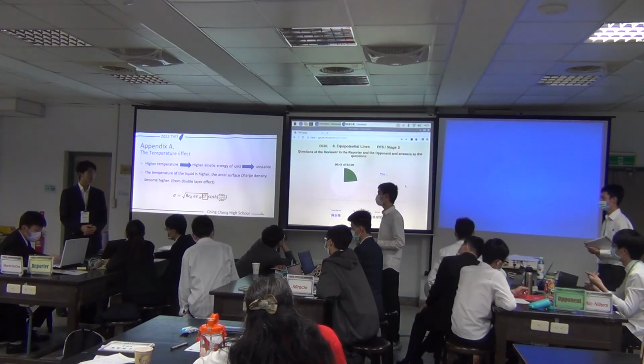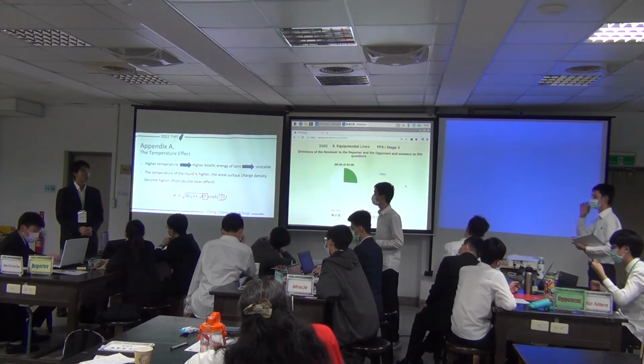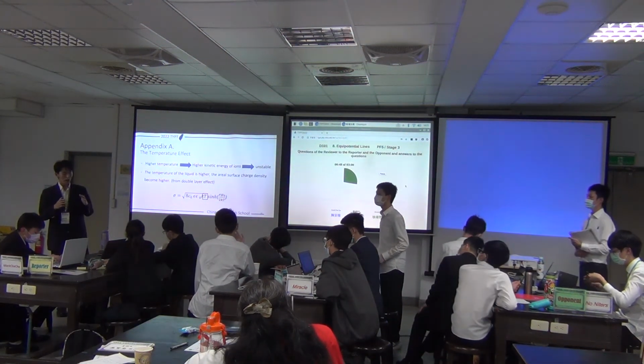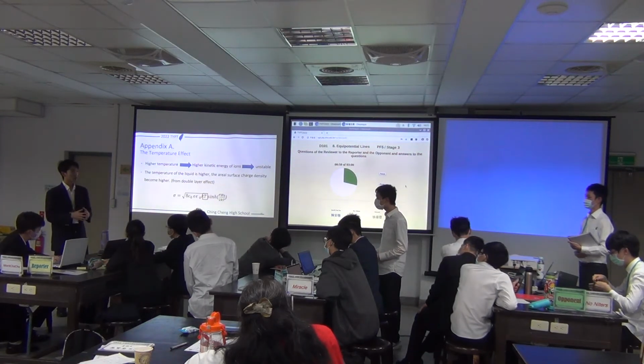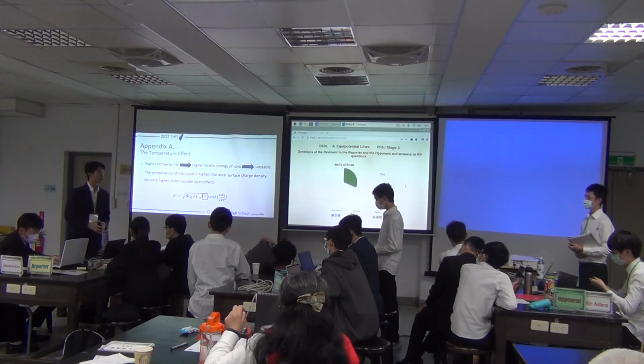Okay, have you considered electrolysis in your experiment? So we use an iron rod. I think we use an iron rod, like a copper rod. So that we didn't consider.